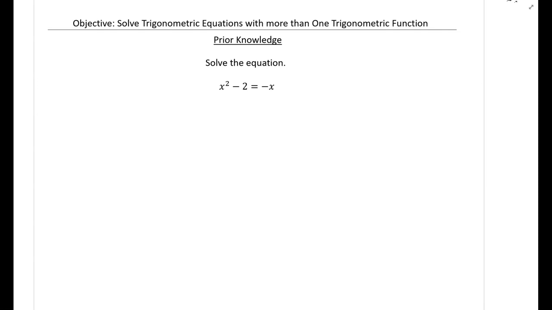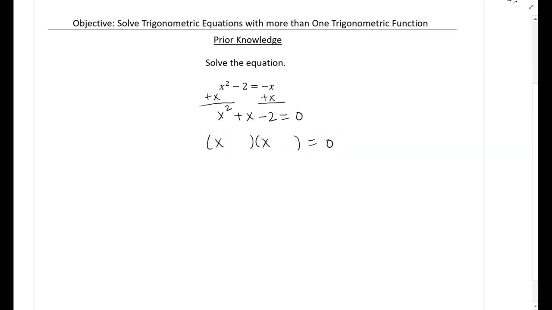Remember, the first step in order to solve equations with trinomial structure is to make one side 0 and move all terms over to the other side. So I have x squared plus x minus 2 is equal to 0. And then I'm going to go ahead and factor this into two binomials.